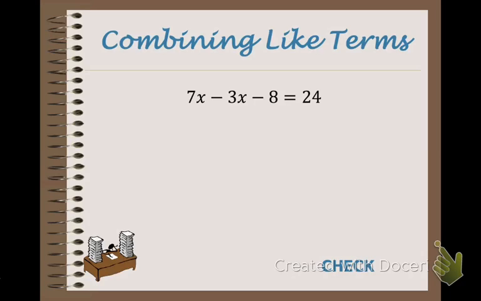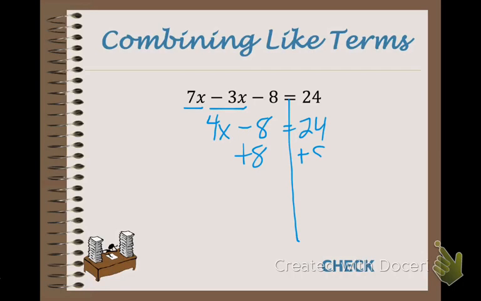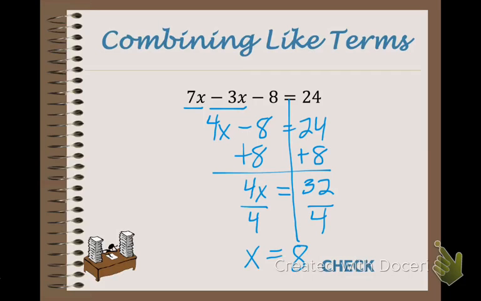So a quick review of what we did last week. 7x minus 3x minus 8 equals 24. Drawing my line first and combining my like terms. 7x minus 3x is 4x. Now I have a two-step equation. I first add 8 and have 4x equals 32. And at this point now I have a one-step equation where I need to divide by 4 in order to see that x equals 8.